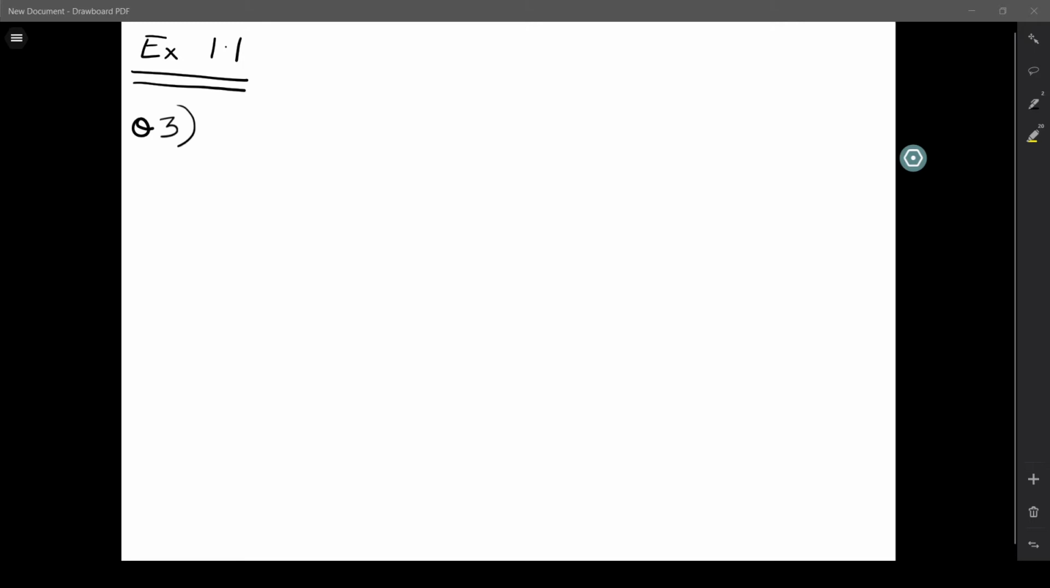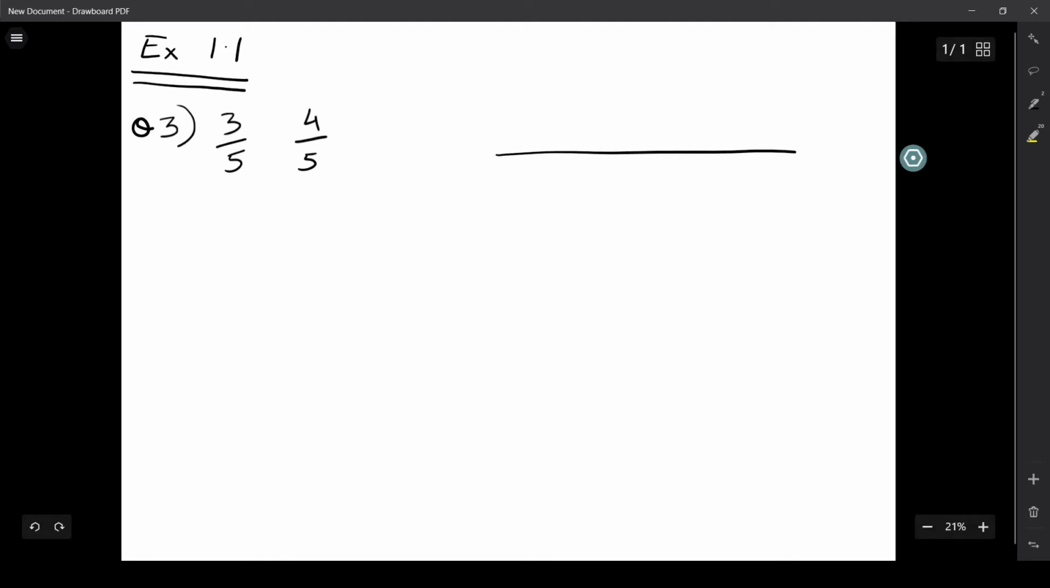Moving on to the third question of this exercise. Slightly similar to the old one. Find 5 rational numbers between the numbers 3 by 5 and 4 by 5. So just like the old question, I am representing these numbers out here. Say this is 3 by 5 out here. This is 4 by 5 out here. And we need to find 5 rational numbers between this, right?